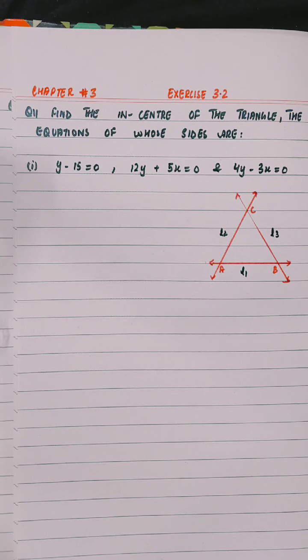In this video, we will solve question number 11 from exercise 3.2, chapter number 3. Find the incenter of the triangle, the equations of whose sides are: part 1 is y minus 15 equals to 0, 12y plus 5x is equals to 0, and 4y minus 3x is equals to 0.